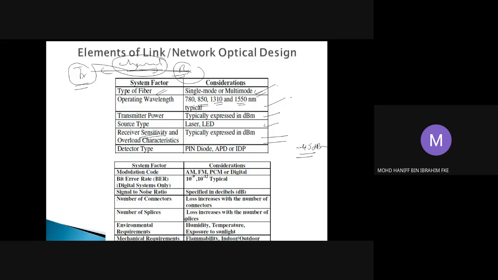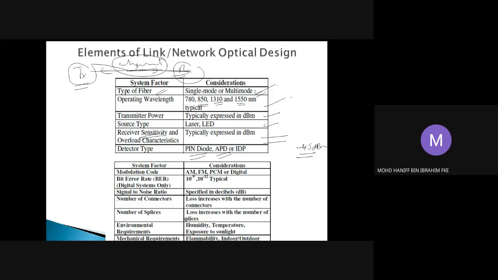The same thing applies for the case of a detector. You may use the PIN photodiode, or you may use the APD photodiode. These are the photodiode types that we have learned in chapter 5 and also in chapter 6, when we considered noise in optical receivers. And this is about the systems.